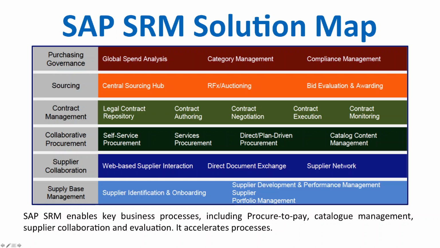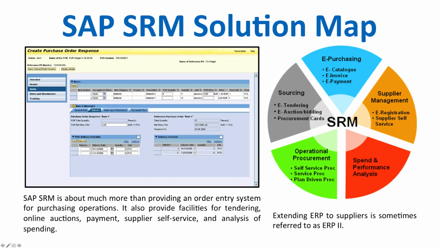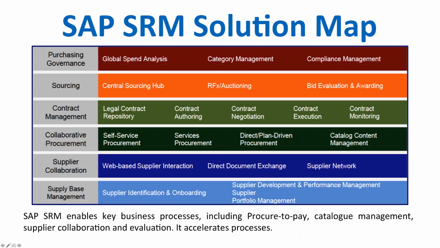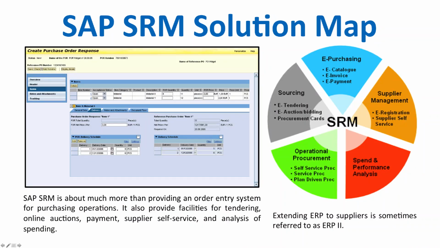Similarly with supplier relationship management, this is a solution map. Actually, I think that's written twice. That should be showing you supplier relationship management. So it does things like e-purchasing, sourcing, tendering, operational procurement. So it handles that kind of thing. It's making a really strong link to a supplier.